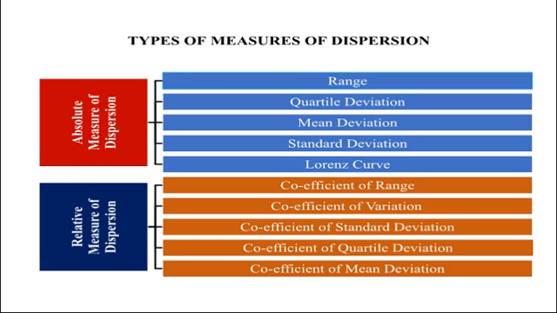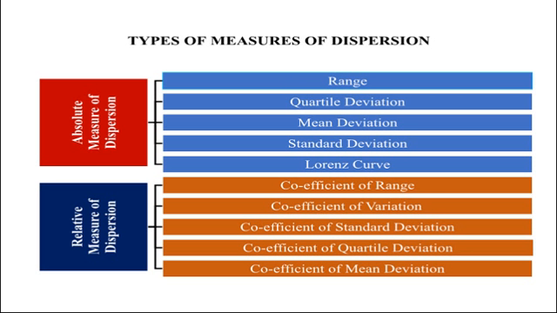In this lecture, we will discuss in detail types of measures of dispersion. There are two main types of dispersion methods in statistics, which are absolute measure of dispersion and relative measure of dispersion. We will start with absolute measure of dispersion. An absolute measure of dispersion contains the same unit as the original data set.